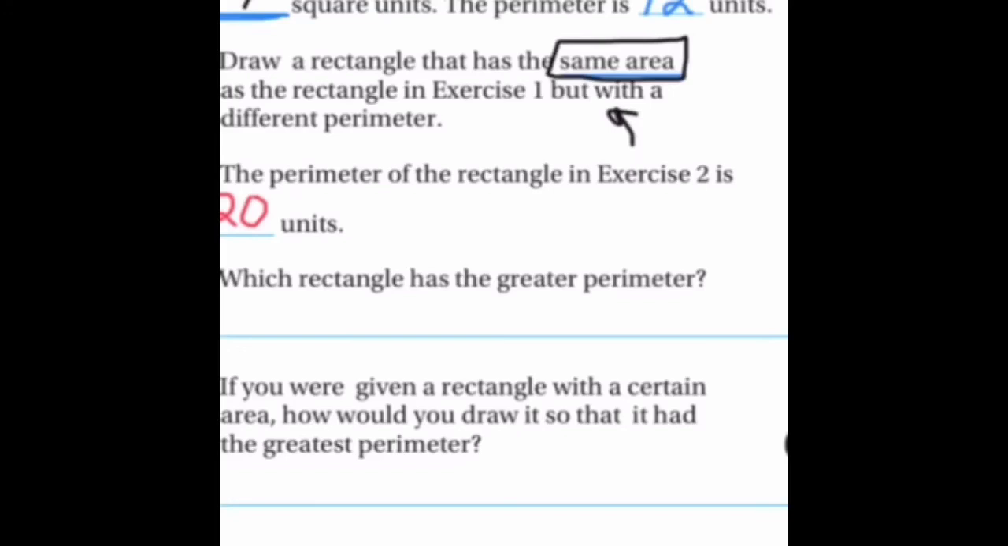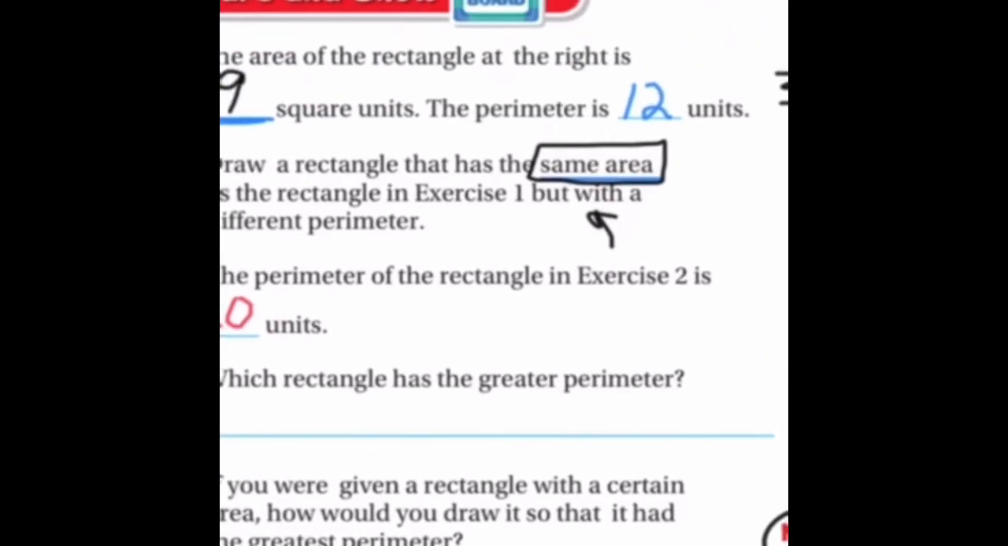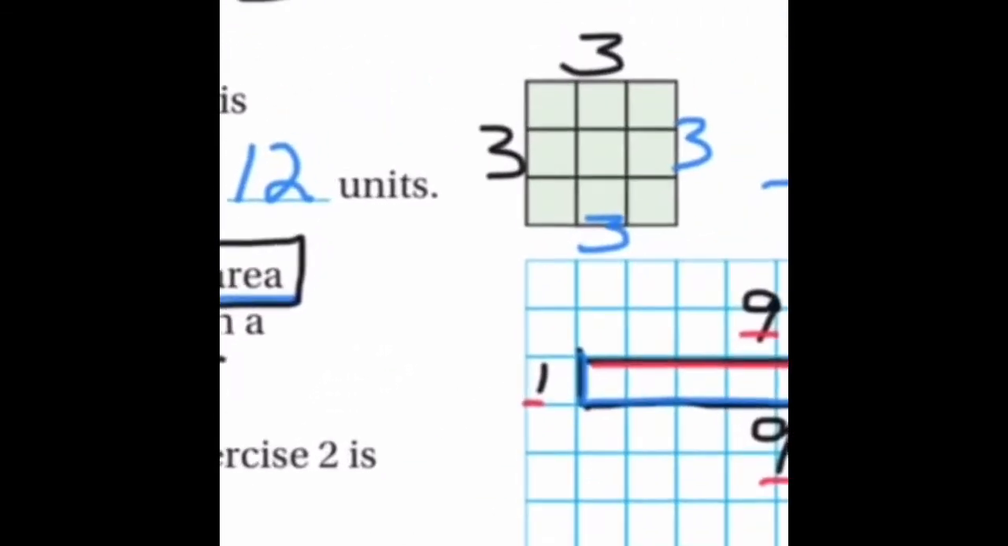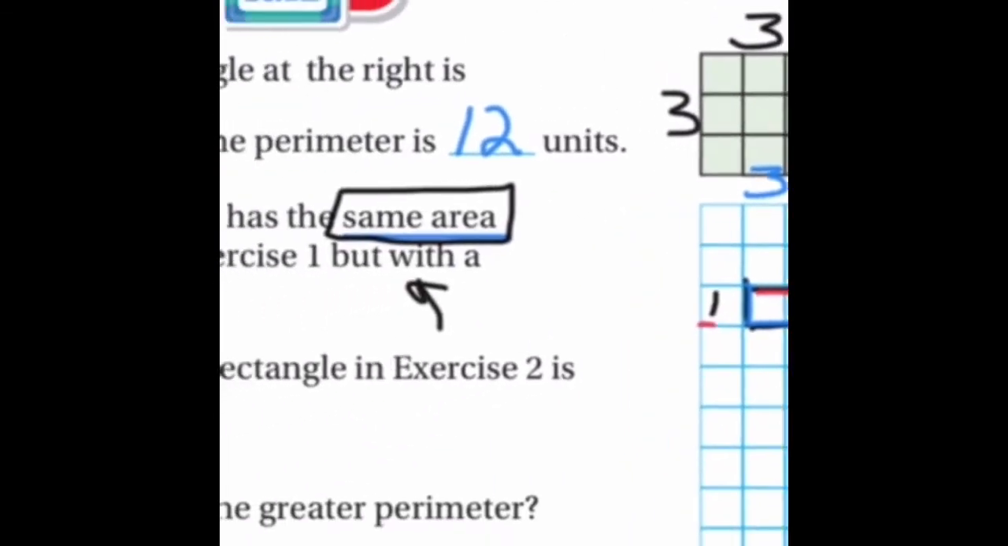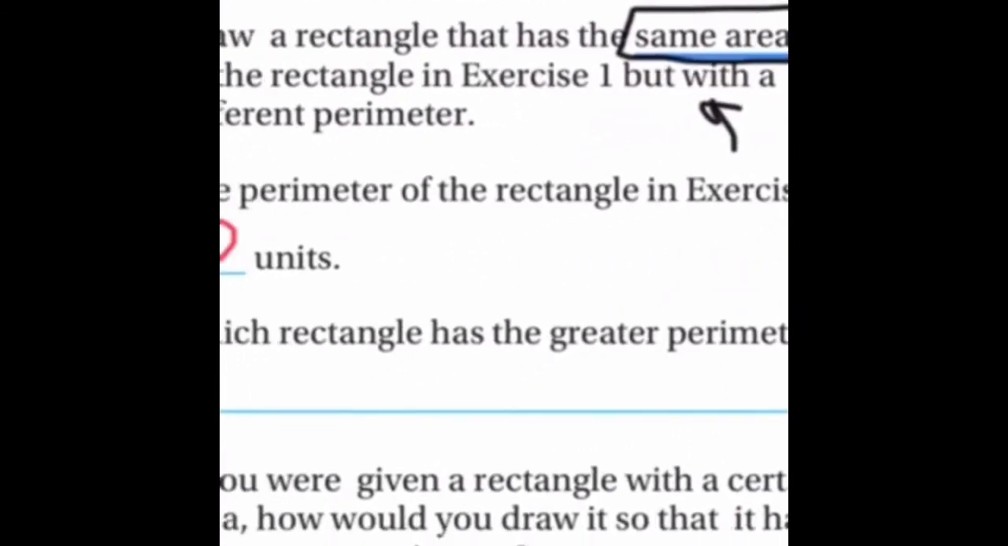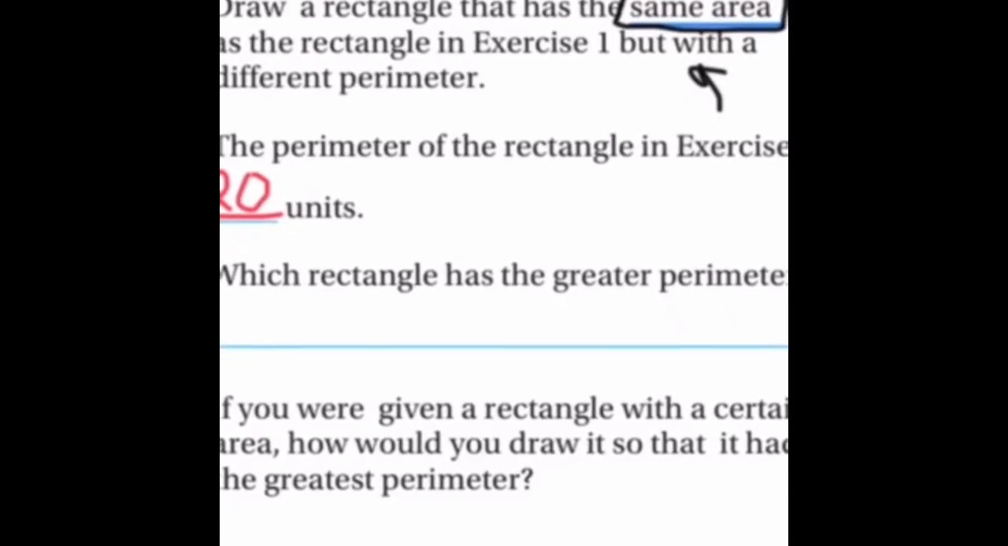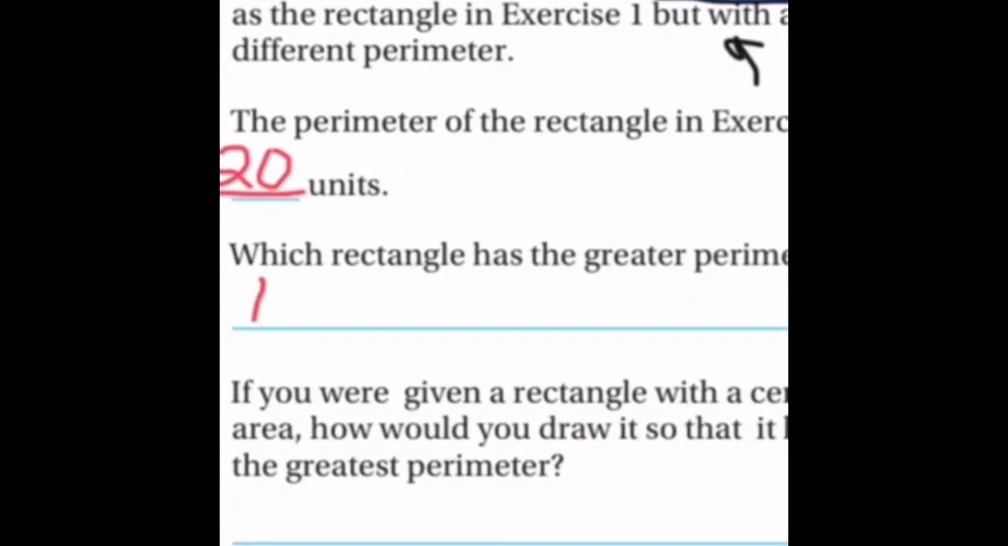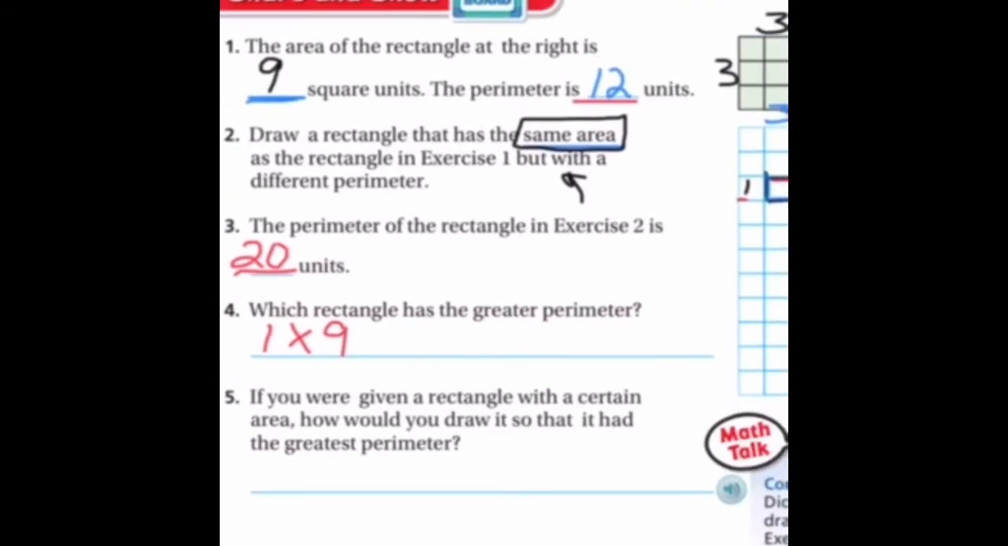Question 4. Which rectangle has the greater perimeter? Well, the perimeter of the rectangle here was 12 units. The rectangle I drew was 20 units. So which rectangle? That's the one I drew, which is a 1 by 9 rectangle. That is not what I wanted to draw. Let me fix that. That does not look like a 9. The one I drew was a 1 by 9. There we go. That had the greater perimeter.